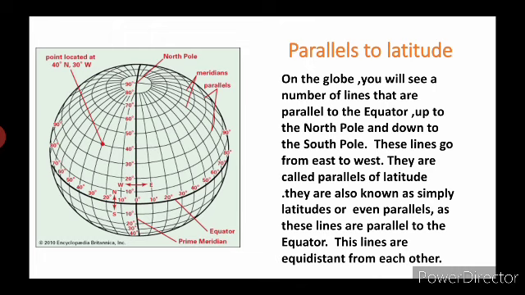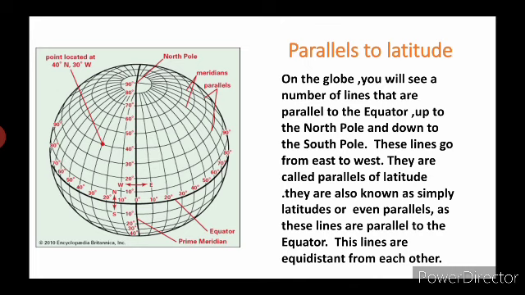And what can we call those lines? Parallels of latitude. They are also known simply as latitudes or even parallels. As these lines are parallel to the equator, see here in the corner the equator, which they have given in the red line. And downside there is also the prime meridian. These lines are equidistant from each other, at equal distance.